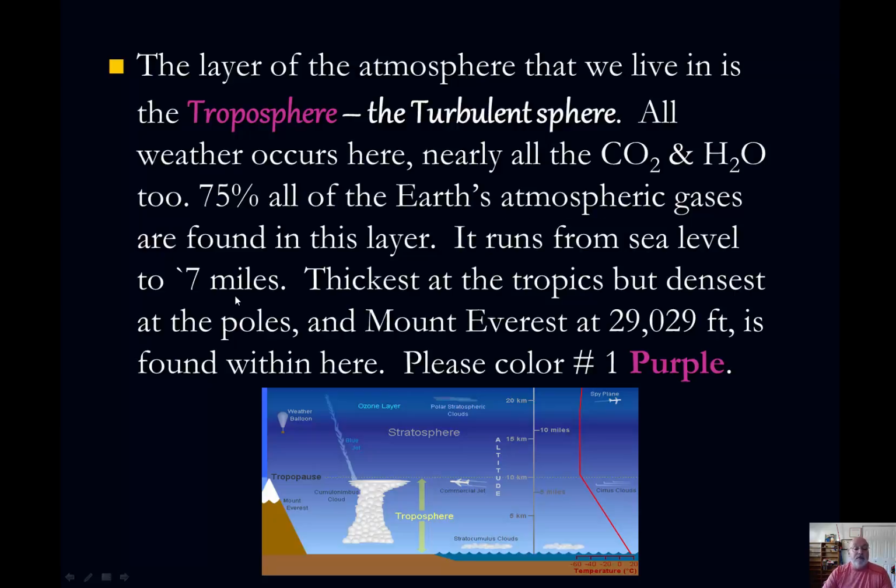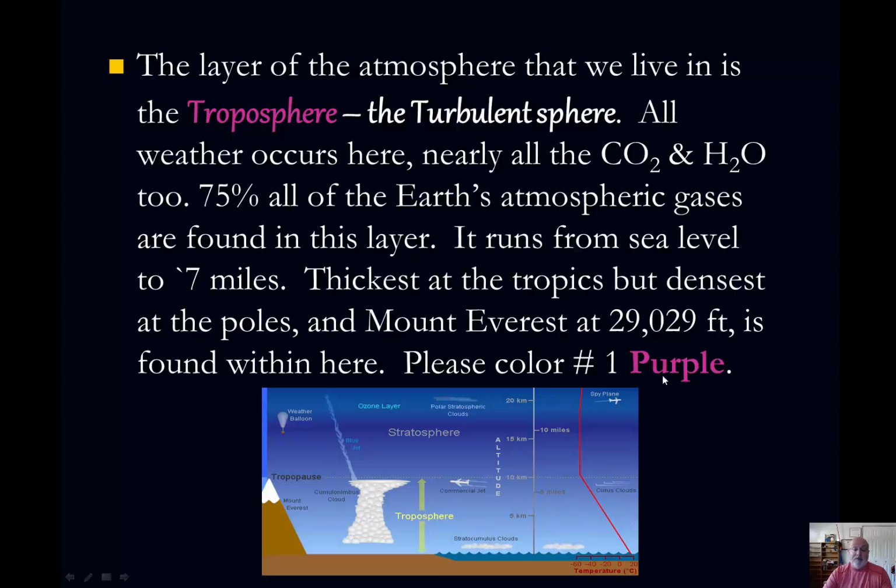It runs from sea level up to about 7 miles, and that's supposed to be a squiggly. It's the thickest at the tropics, and I'm talking about thickest in terms of miles up, because of the heat, but it's densest and thinnest at the poles, and it actually does contain Mount Everest, which is 5 miles up. So it actually extends up a little higher than Mount Everest, and all life as we know it is found in this atmosphere, at least all the life that you can name, found inside this layer of the atmosphere.